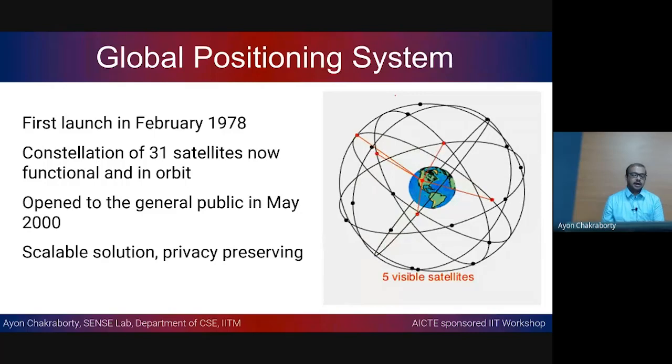And it's a scalable solution. You can have as many receivers as you feel like, because all these satellites in the sky are simply broadcasting certain signals. You can have n number of GPS receivers, and having more and more receivers does not slow down the process. So it is a scalable solution.